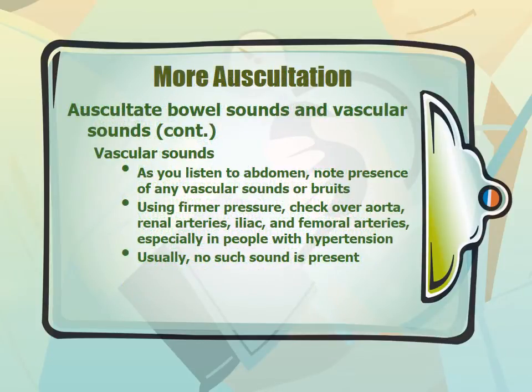You're also going to auscultate the vascular sounds, aren't you? We're going to listen to the renal arteries. We're going to listen to the abdomen. We're going to note whether or not we hear any kind of bruit over the aortic, the iliac, the femoral arteries, and the renal arteries. These are going to be especially common in people that have hypertension.